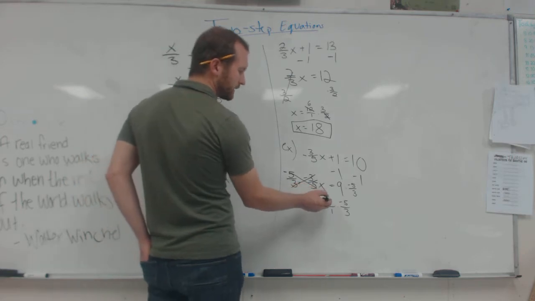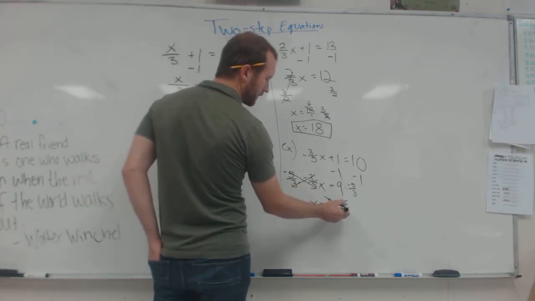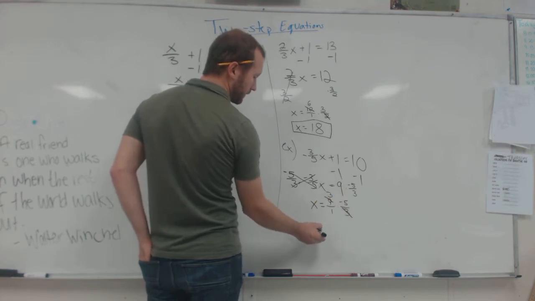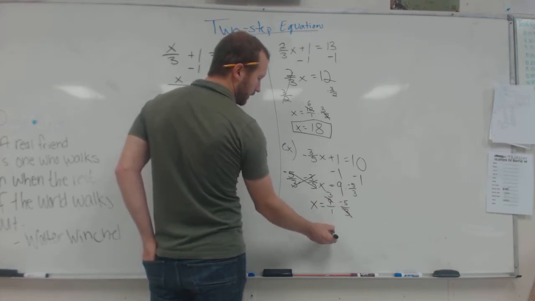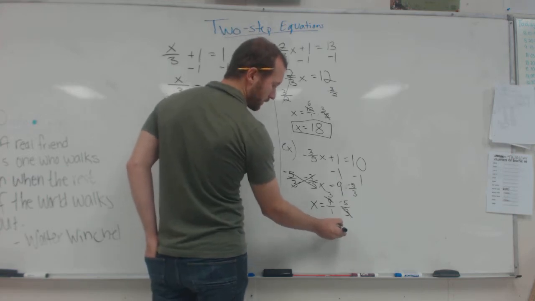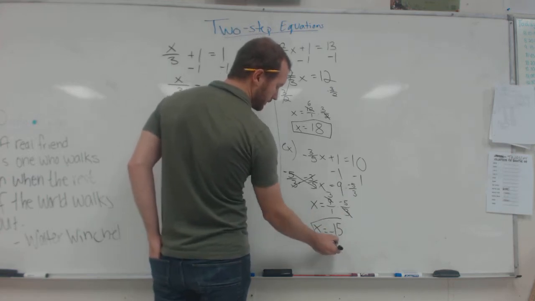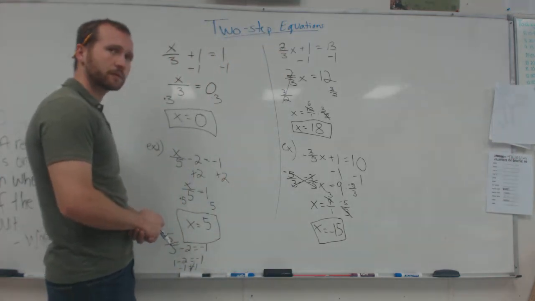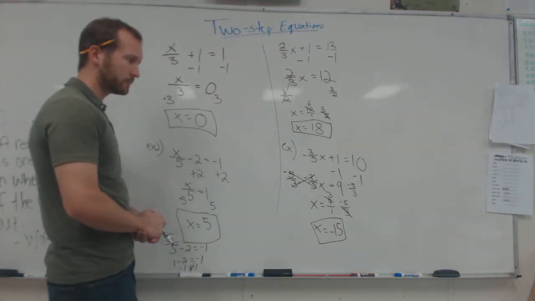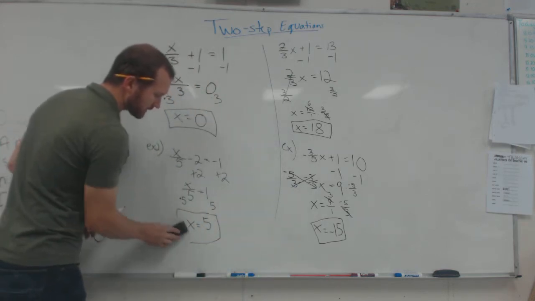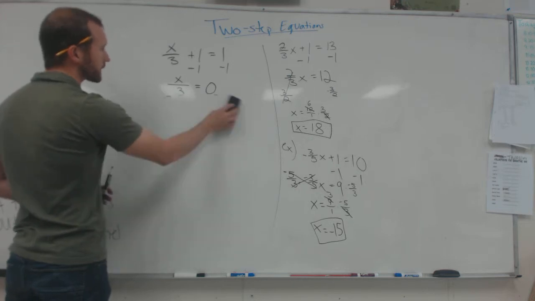Let's rewrite that. 9 over 1 times negative 5 over 3. My 9 cancels with my 3, right? Giving me 3 times negative 5, or negative 15. X equals negative 15. And they don't necessarily have to always work out perfectly, right?